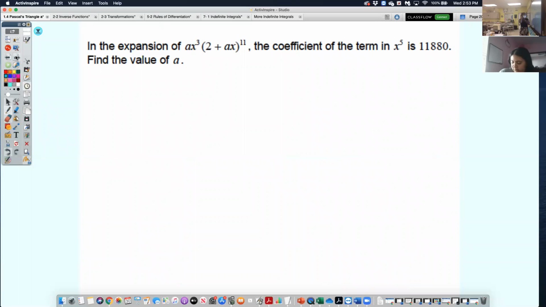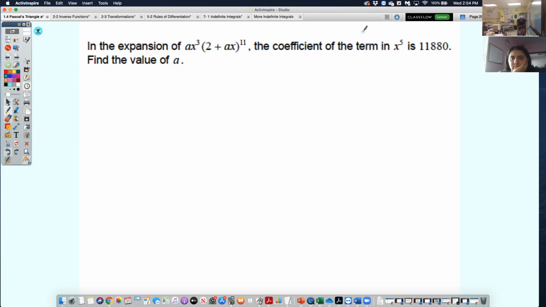Okay, this will be the last one that we look at. This one I pulled from an old IB exam. So go ahead and get this one down. It's going to be similar to the last one. So this problem is similar to the last one. It says in the expansion of ax to the 3rd times 2 plus ax to the 11th power, the coefficient of the term in x to the 5th is 11,880. You have to find the value of a.